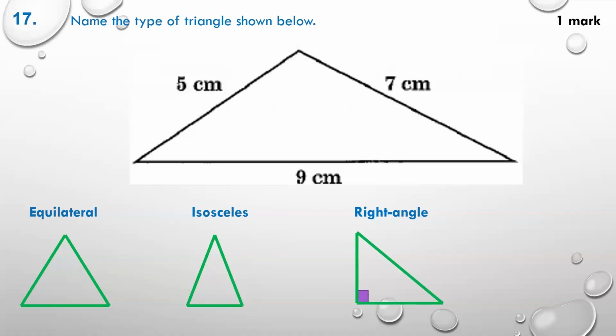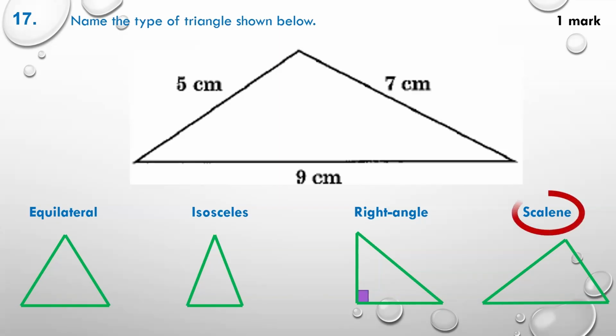No, it's not. And the last type of triangle that we know is the scalene triangle. In the scalene triangle, 1, 2, 3 sides, they are all of different lengths. And if we look at it, 5, 7, and 9, they're all different lengths. As such, our answer is what type of triangle? A scalene triangle.